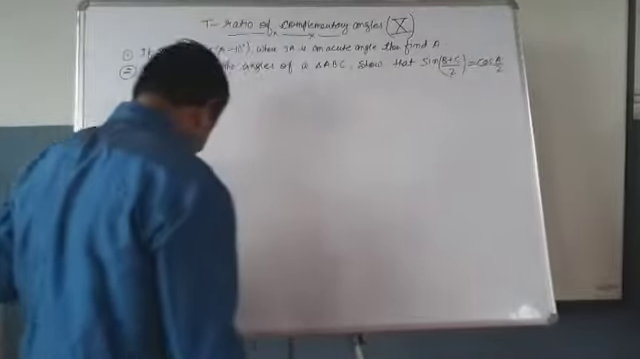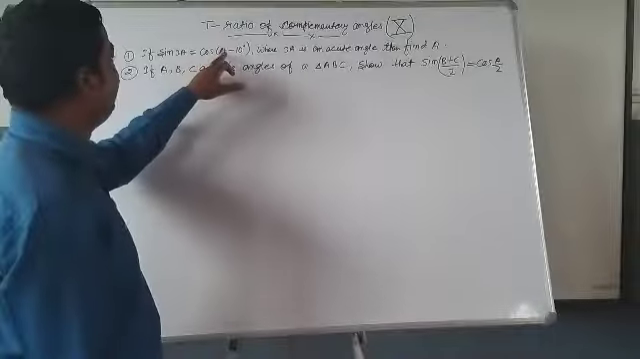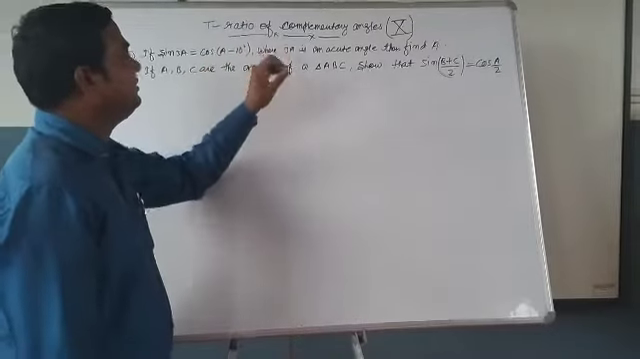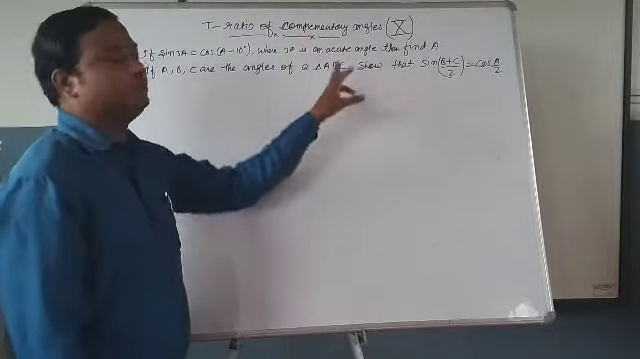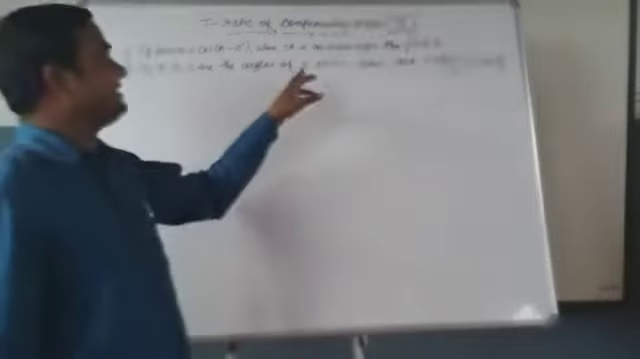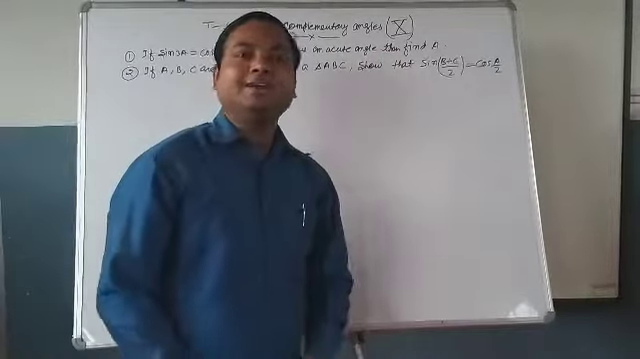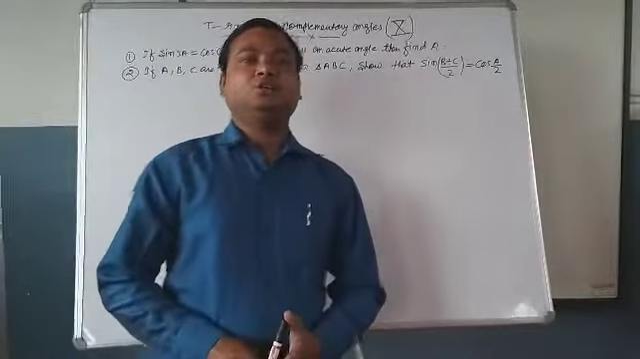Now look here. The first question is: if sin 3a equals cos (a minus 10 degrees), where 3a is an acute angle, then find the value of a. We have to find the value of a.